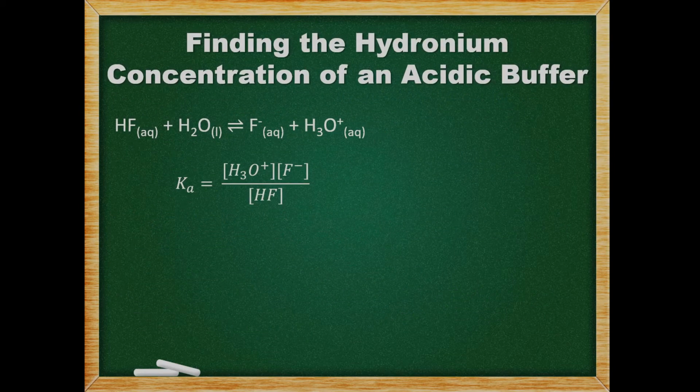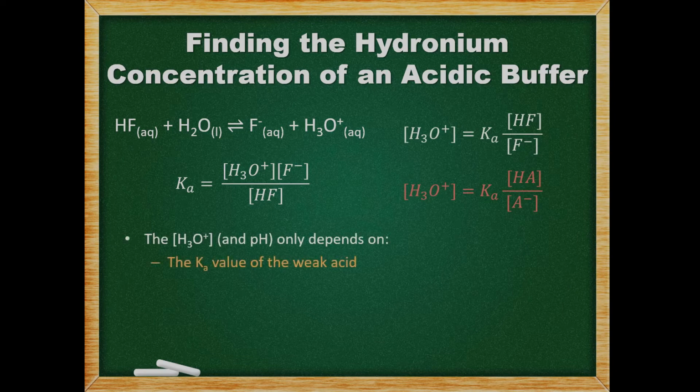To come up with an equation to tell us the hydronium concentration of the buffer, we can simply rearrange the Ka expression. From this we can tell that the hydronium concentration only varies depending on the Ka value of the weak acid and the ratio of the weak acid to its conjugate base. If this ratio is 1, then the hydronium concentration equals the Ka value. In other words, the pH equals the pKa.